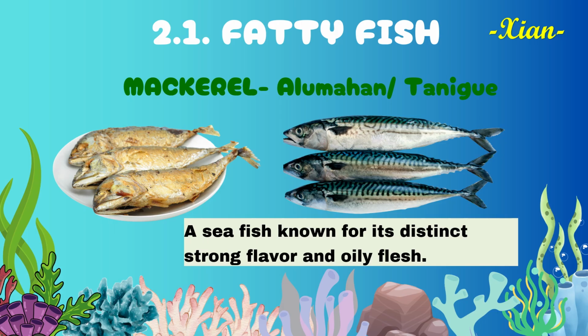Which is bigger among the three fatty fish? Tuna is the biggest among the three. Giant tuna can weigh hundreds of kilos. Salmon is medium-sized. Mackerel is generally the smallest, except for certain large tanigue species.